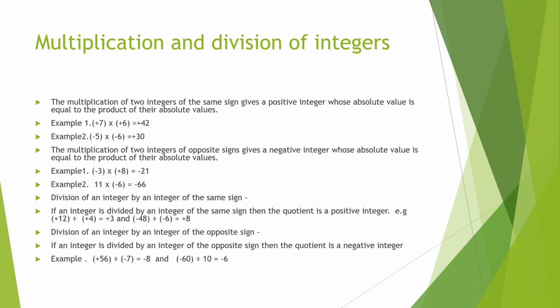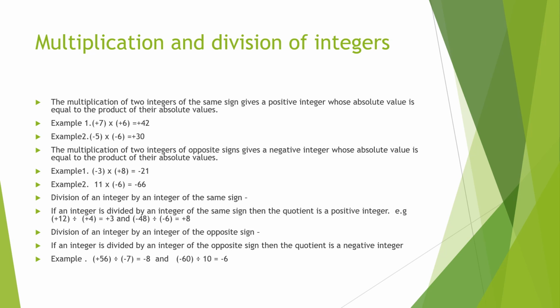Now multiplication of two integers of opposite sign gives a negative integer whose absolute value is equal to the product of their absolute values. So if we have to multiply two integers of the opposite sign, then we get the product as a negative integer. For example, minus 3 multiplied with plus 8. Their product is equal to 24. As one of the numbers is negative, therefore it will be minus 24. Another example, 11 into minus 6. Their product is 66. As one of the numbers is negative, therefore the product will be minus 66.